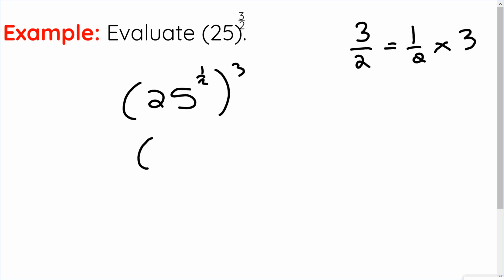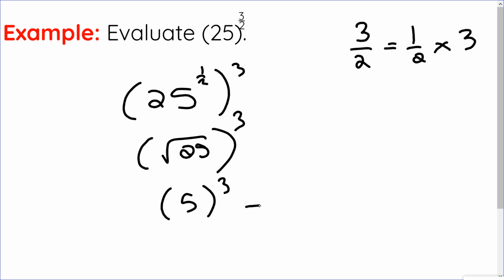So 25 to the 1 half, I know since the denominator is 2, it means square root, and I raise that to the 3. Well, the square root of 25 is 5, and 5 cubed is 5 times 5 times 5, which is 125.